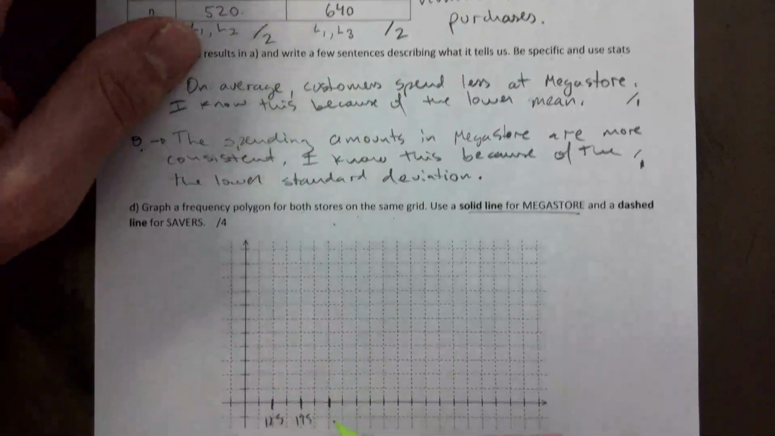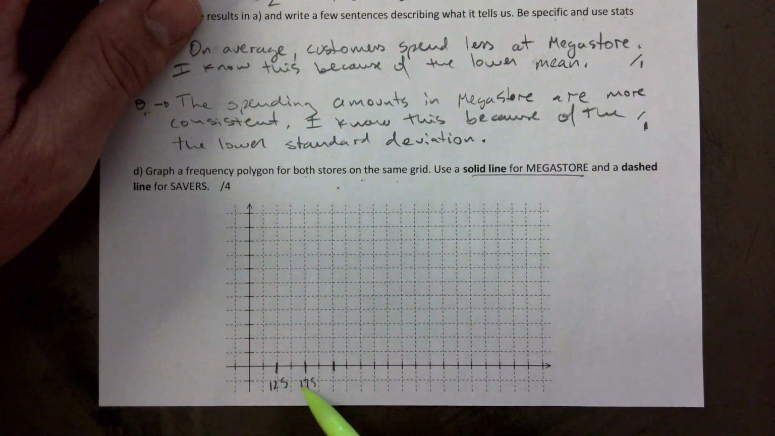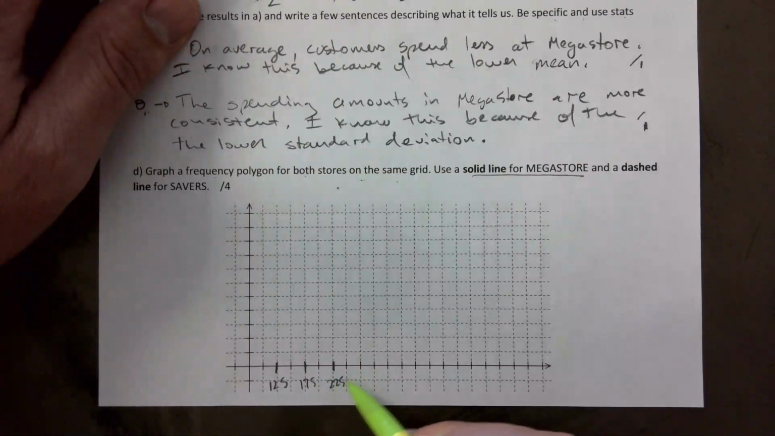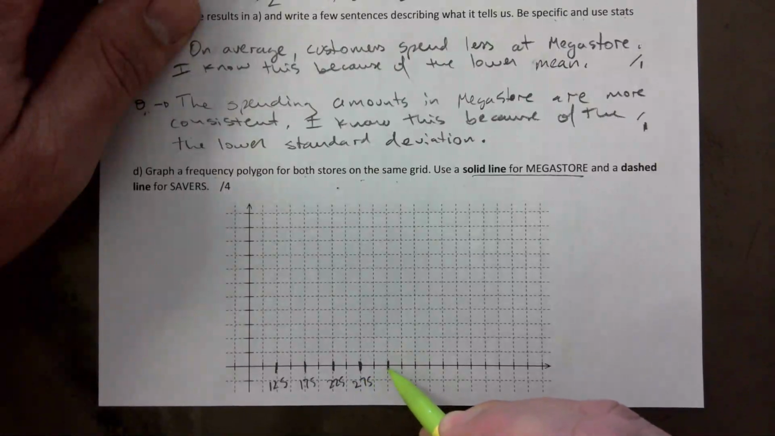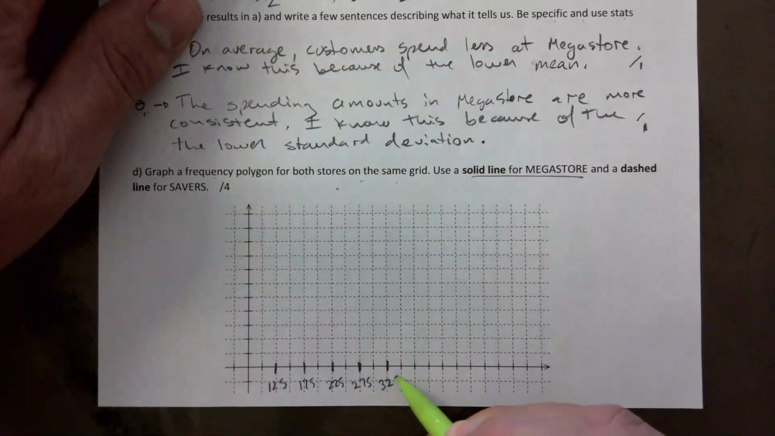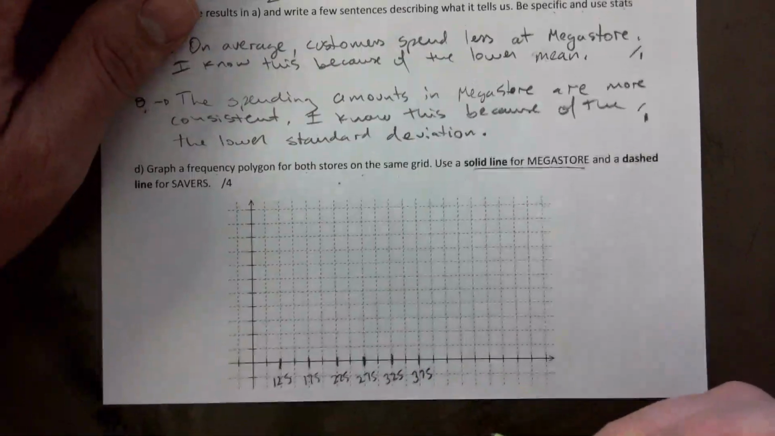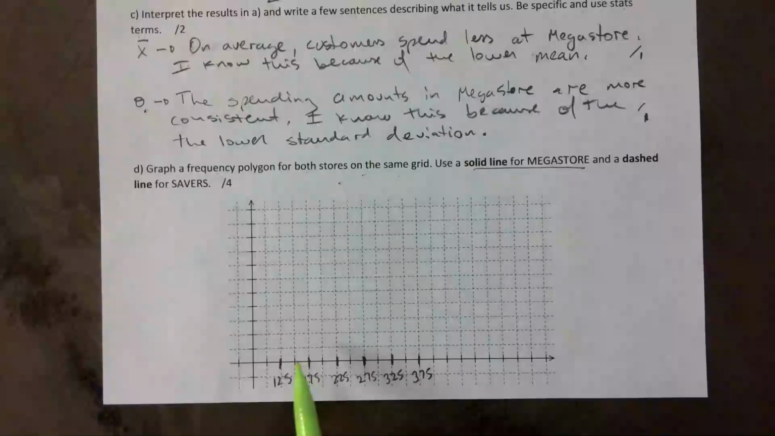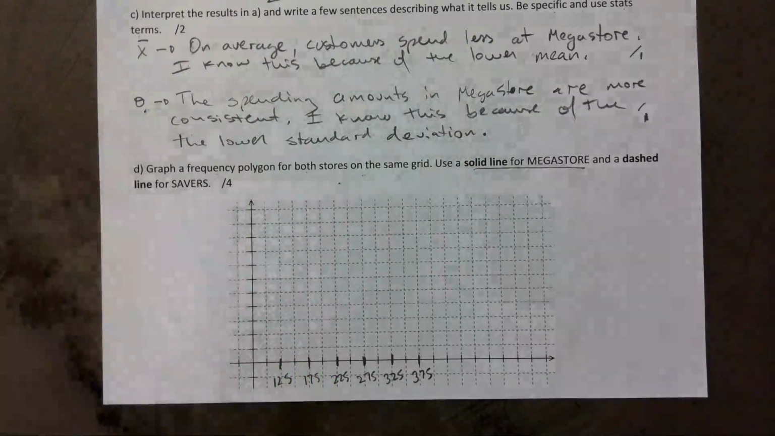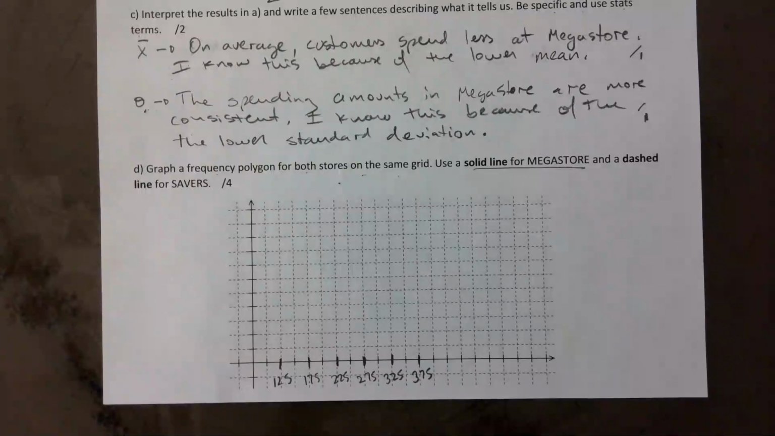Right, I'm using the midpoints. 225, 2 boxes in between. I could have probably used bigger, I could have gone 3 boxes at a time. That's okay. You could have also used the intervals that I gave you above. Like you could have gone from 100 to 150, 150 to 200. I'm fine with that, and then just pick a point in the middle in between.